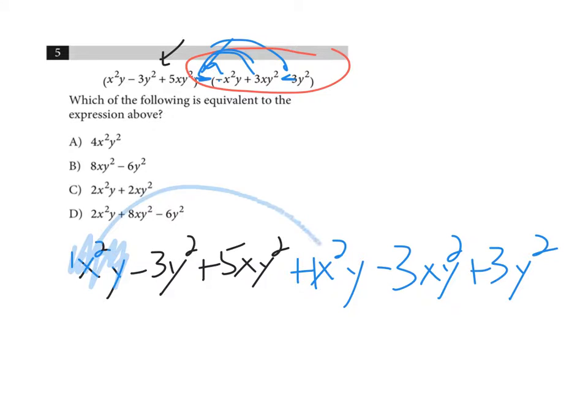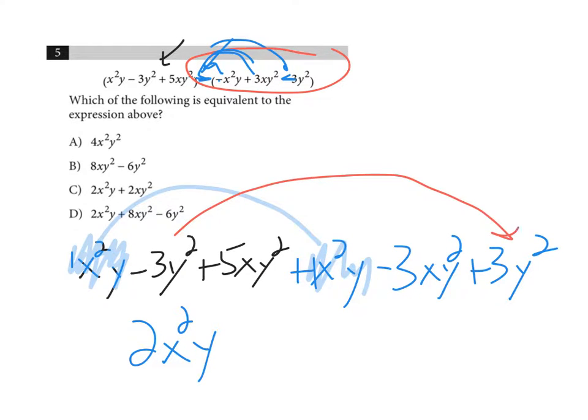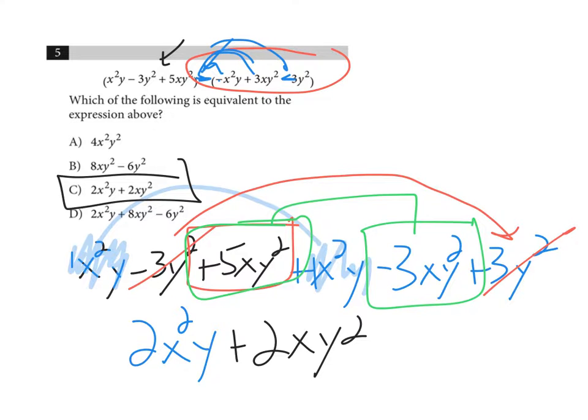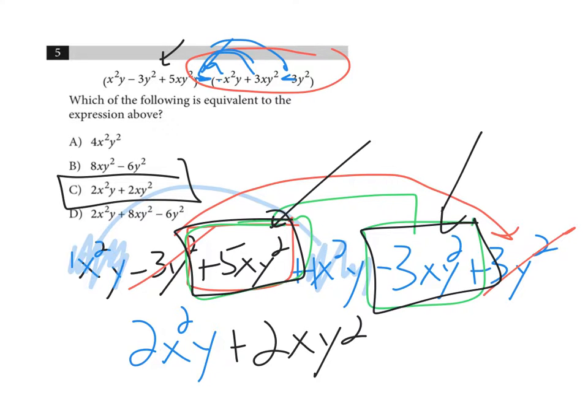So these two terms can be combined to give you a 2x squared y. Here we're going to have a negative 3y squared plus a positive 3y squared. Well, they just cancel. And then we have a positive 5xy squared and a negative 3xy squared gives you a positive 2xy squared. So here your answer was letter C. But remember, for two terms to be like terms, the exact same exponents must be there. So if this second 3xy squared would have been x squared y squared, then these could not have been combined.